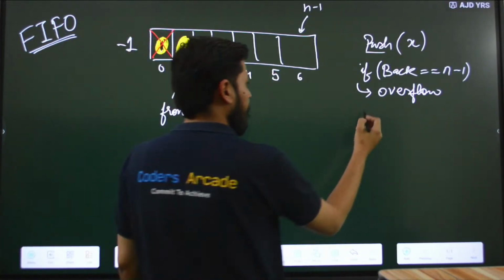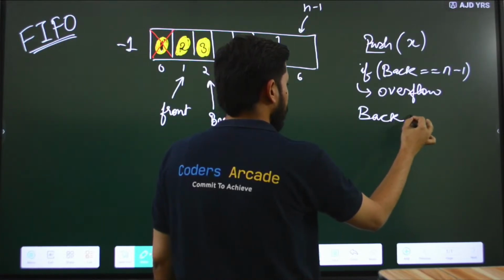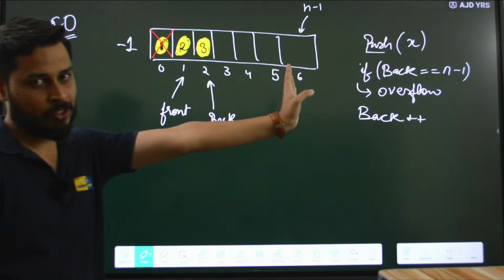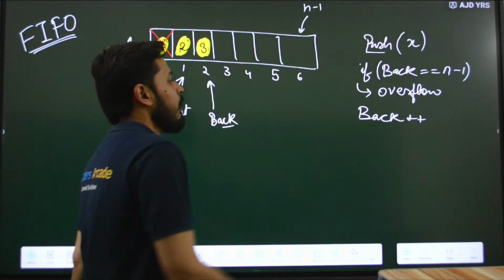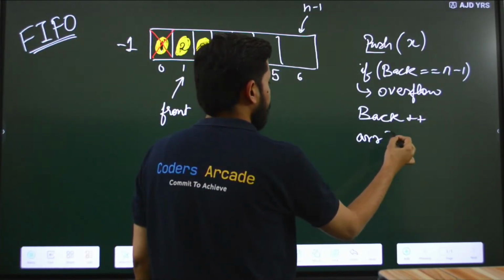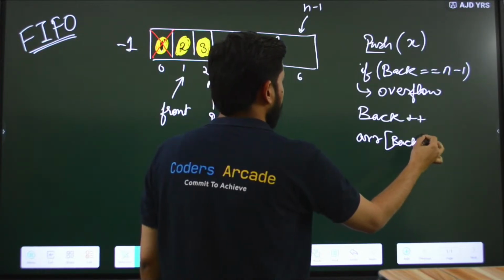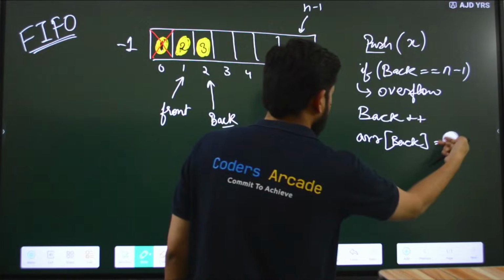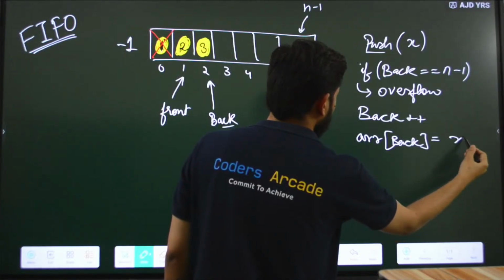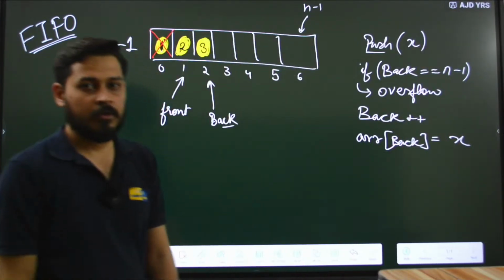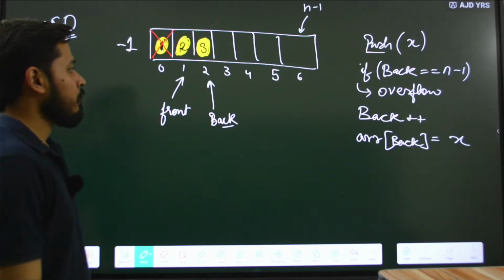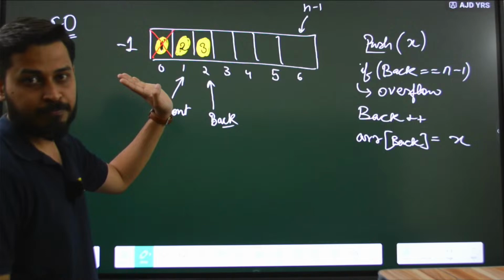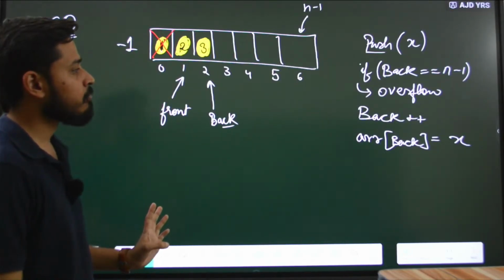Then I do back plus plus. This is only going to get executed if that condition is not met, otherwise back plus plus, and then ARR of back is equal to, just equals, I will put this x. With this I can insert the first element inside this array. I hope this is very much clear.